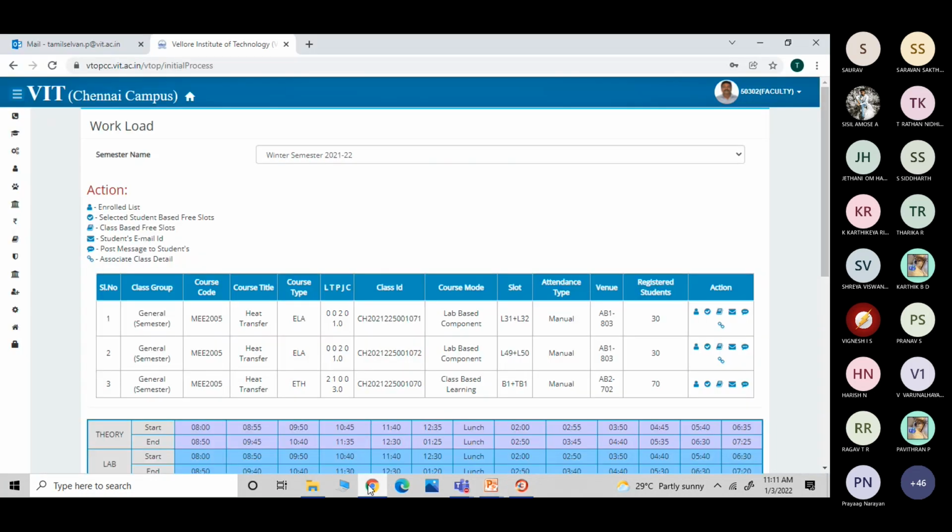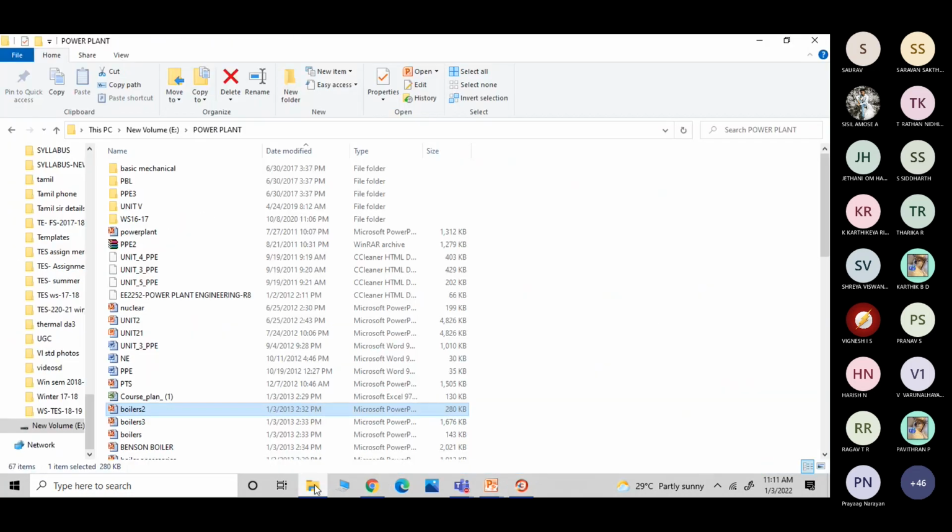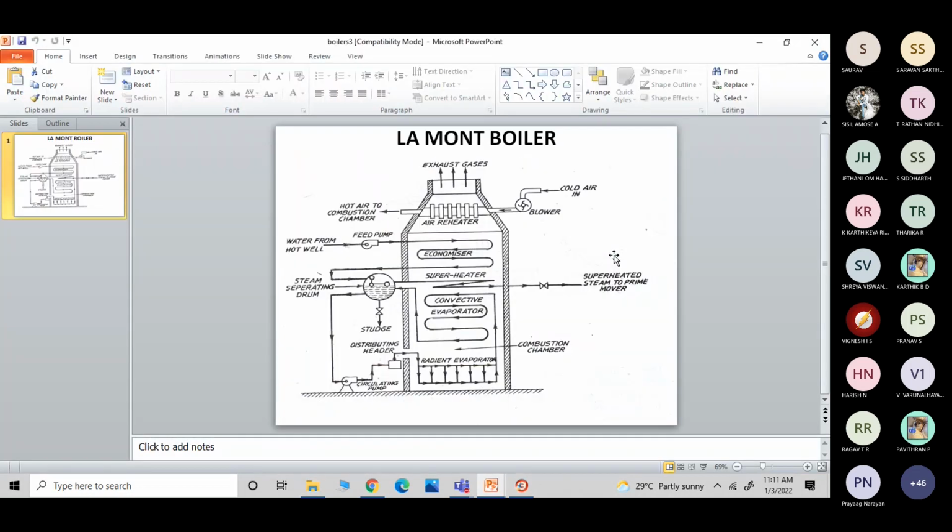Whereas in case of water tube boilers, you can see here the water will be passing through the tubes. Is it visible?